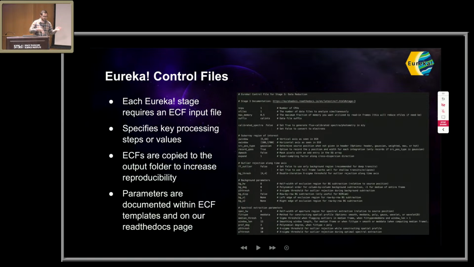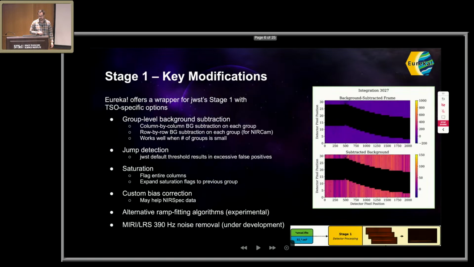And that makes it really easy to transition to a new target and get at least a decent first analysis. And then you can tweak things as needed if you need more or less background subtraction, things like that. All of the parameters in ECFs are documented in the templates that we've made for each different observing mode, as well as on our Read the Docs page.